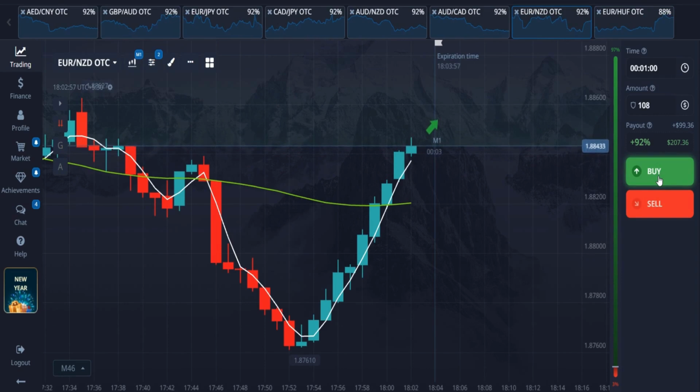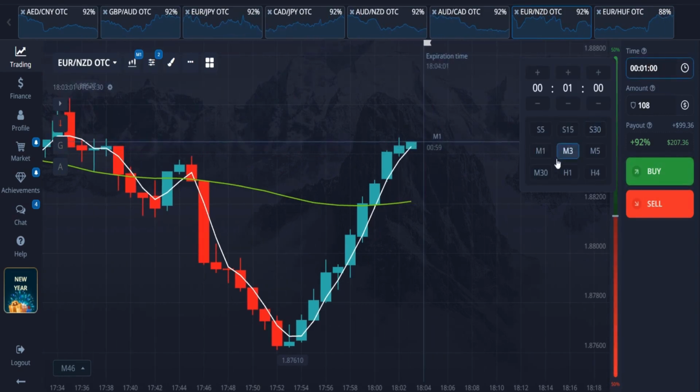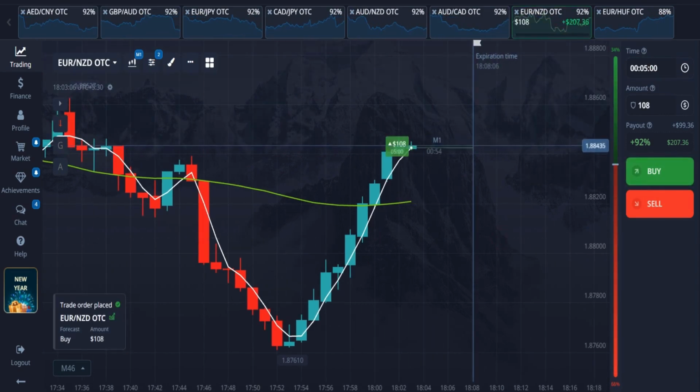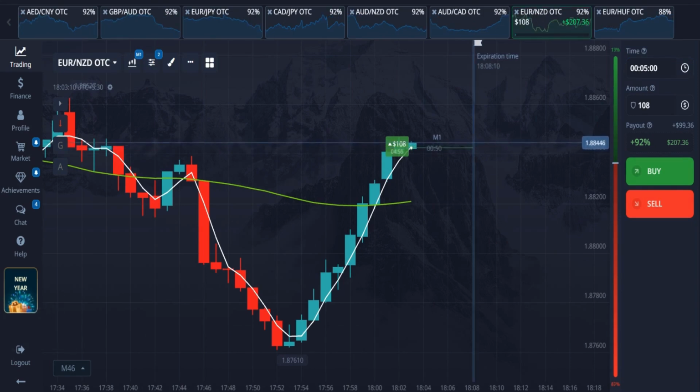Today, I'm excited to share a simple yet powerful Pocket Option trading strategy that's perfect for beginners and experienced traders alike. This strategy uses the crossover of two simple moving averages to identify profitable trades. Don't worry if you're new to trading. I'll break it down step by step.